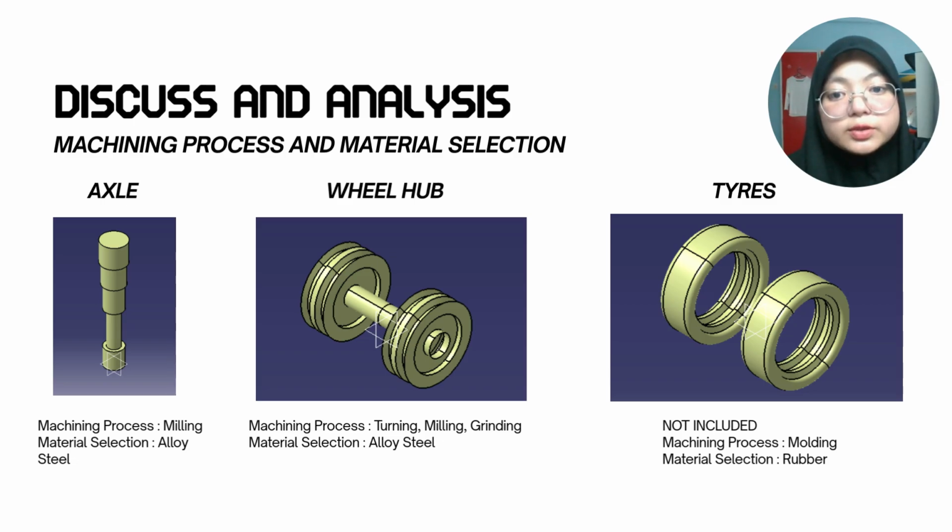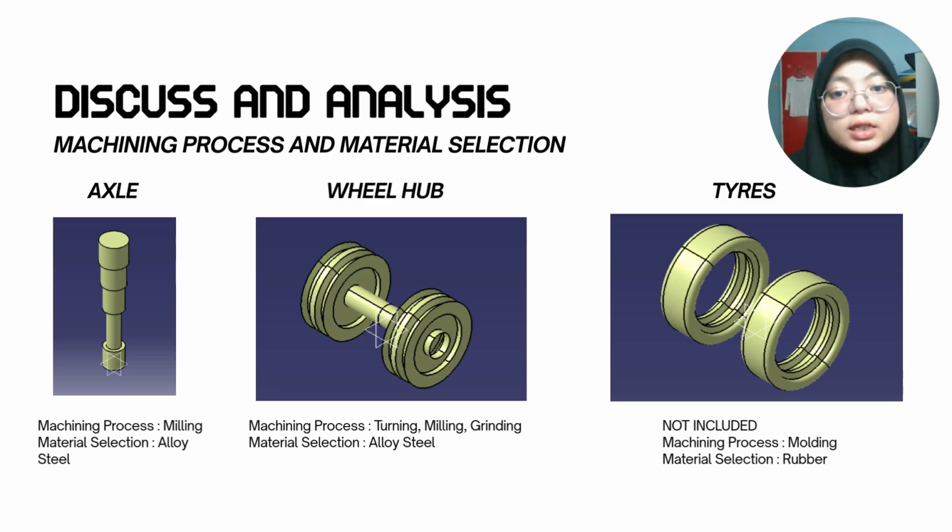The wheel hub is machined using a combination of lathe turning, milling, and grinding. Lathe turning produces the cylindrical features and central bore, milling creates the mounting slots, and grinding ensures high dimensional accuracy and smooth surface finish. The material is also alloy steel, selected for its strength and durability.